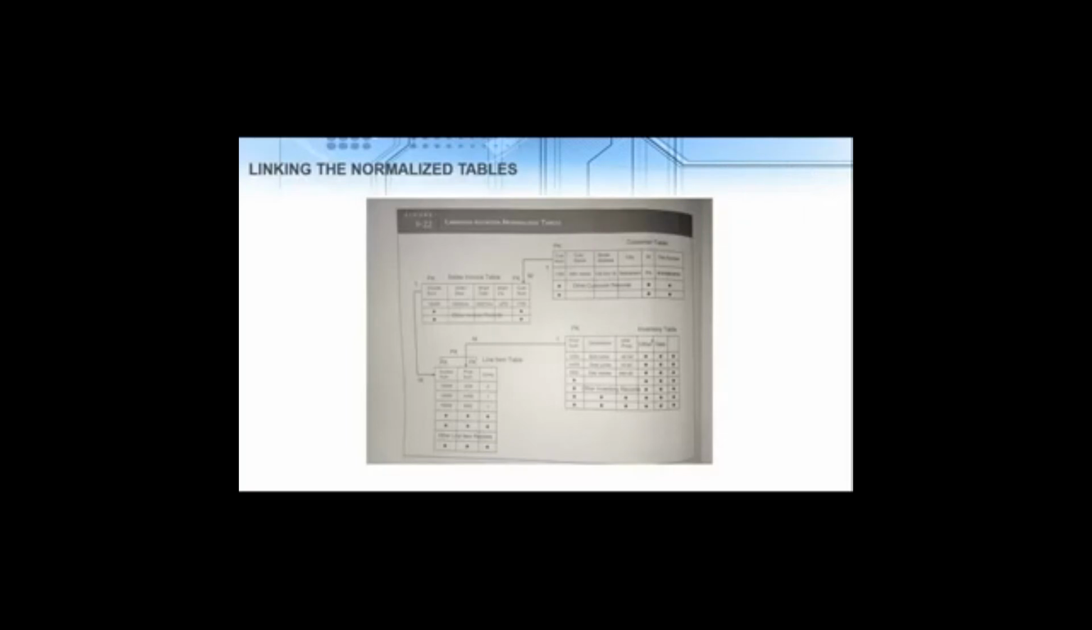Linking the normalized tables. Figure 9-22 represents the linkages between normalized tables. The tables contain the sample data used in the original single table structure. You will notice how data redundancy in the original single table structure has been eliminated from the more efficient structure represented here.